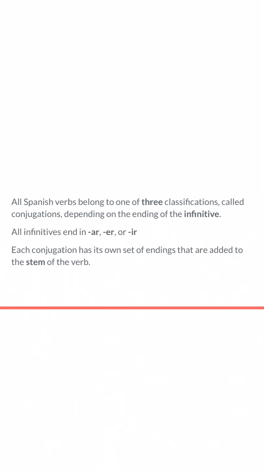Alright, so it's important to know that all Spanish verbs belong to one of three classifications called conjugations, depending on the ending of the infinitive. Okay? And we're going to define this here in just a moment. But what's really important to understand is that all infinitives end either in AR, ER, or IR. Okay? So each conjugation has its own set of endings that are added to the stem of the verb. Okay, lots of new vocab that's coming out of here, but we're about to go over it. It'll make sense here soon.